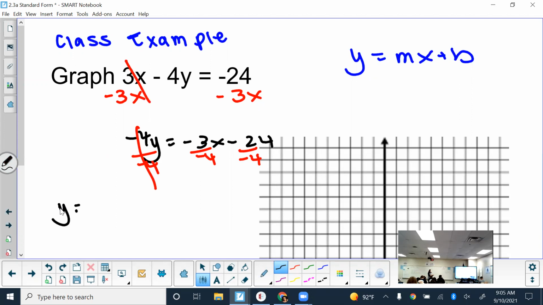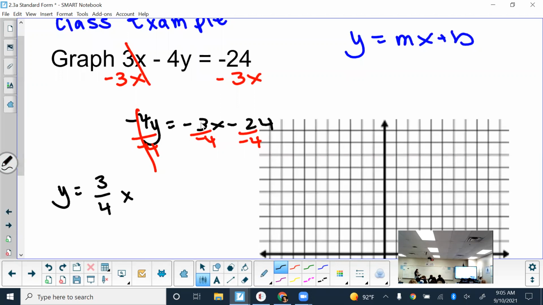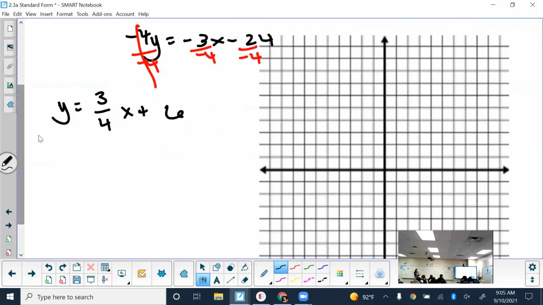And we have y equals, what's the slope? 3/4. Is it negative? No, because we had a double negative, right? So notice that change. Double negative makes it positive. And then -24 divided by -4 is 6. Is it going to be plus or minus 6? Good, because it became positive. All right, does it look like slope-intercept form now? So we're going to graph it. Plot your y-intercept first. What's my y-intercept? 6.